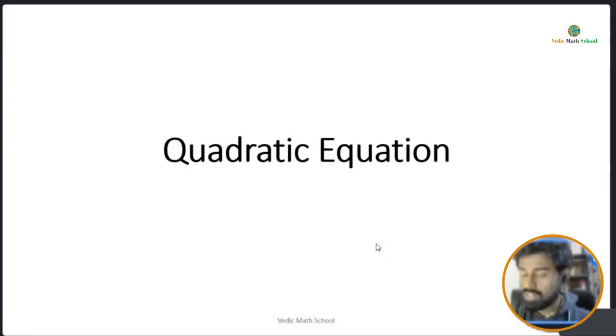First, start with the quadratic equation, and we have to understand what the problem is with the quadratic equation that we are going to solve using the Vedic method. For that, first we are going to take the regular method. I'm going to discuss one problem. I'm writing one problem, and then we are going to discuss that problem using the regular method.